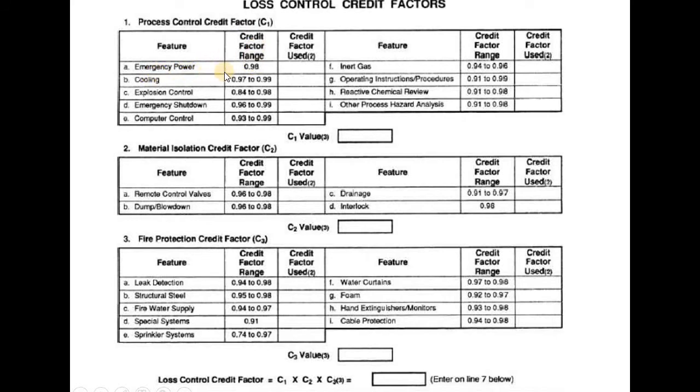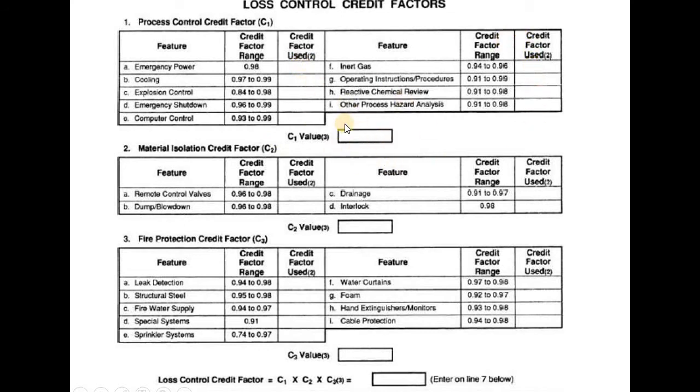That means I have an emergency power, okay? I have a cooling system. I have a control in my explosion. I have a shutdown emergency system. I have a computer control of everything. I have inert gas for inerting, and so on. So what you're saying that you're adding credits.